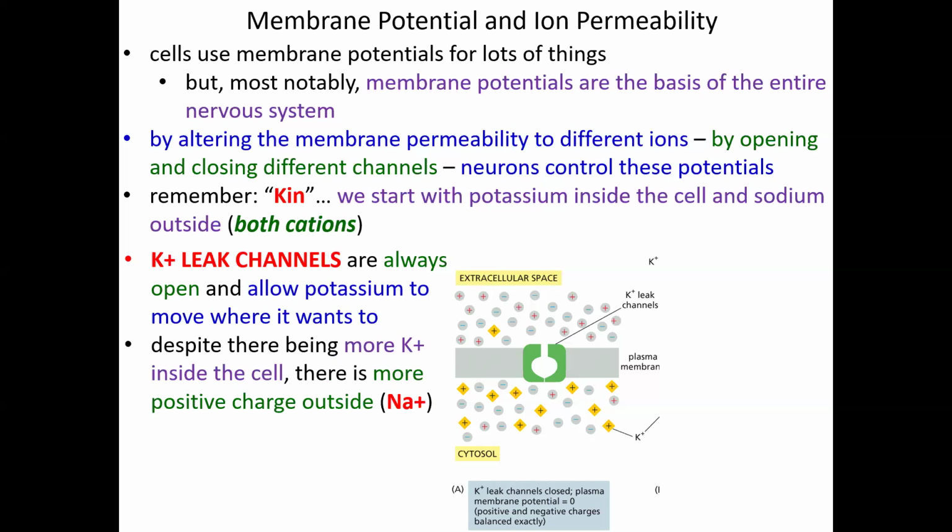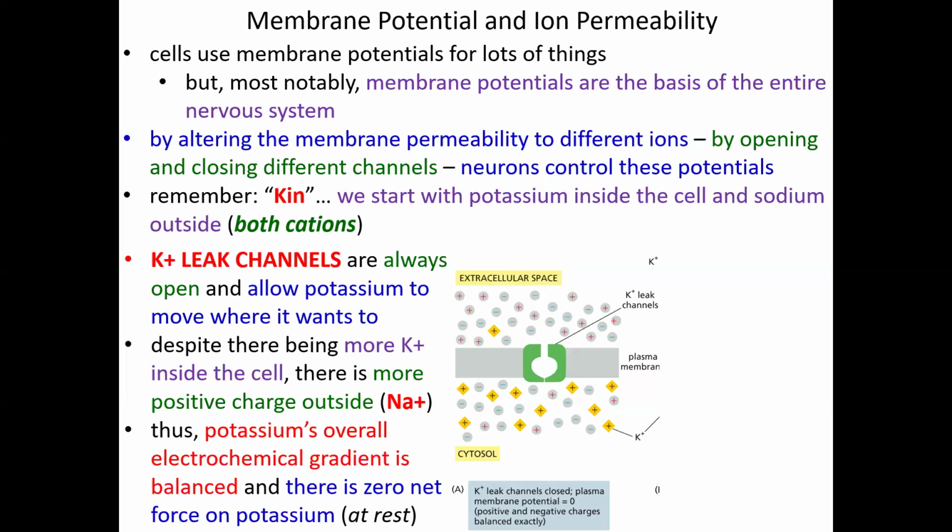Despite there being much more potassium inside the cell than outside the cell, there's a whole lot of sodium. And sodium is positively charged and potassium is positively charged. So all that sodium outside the cell repels potassium. Not to mention that there's a lot of negative charges inside the cell. That's why the membrane potential is negative. There are those anions, there's chlorine, so potassium, being positively charged, likes being around those negative things.